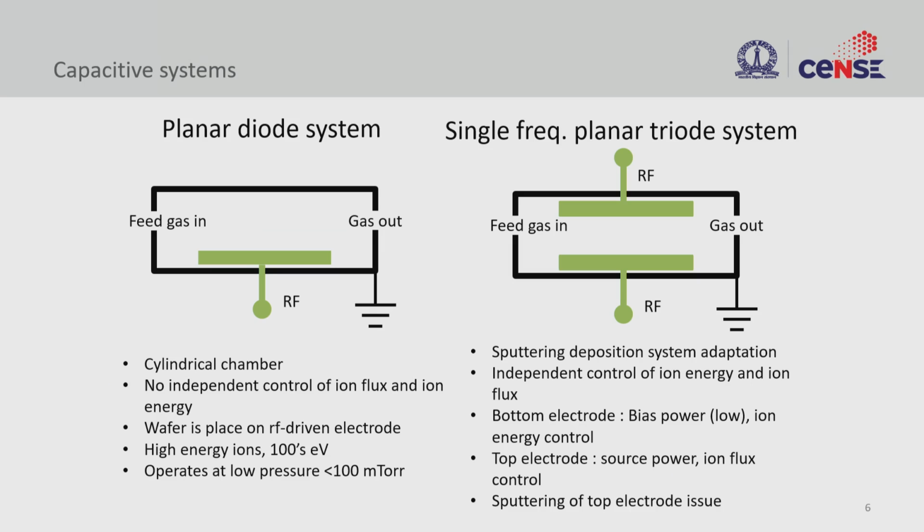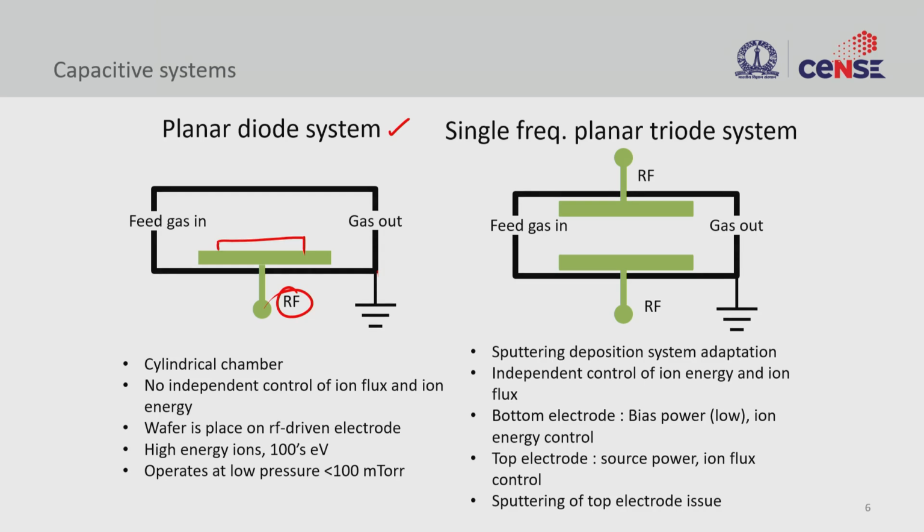So let's look at different types of capacitively coupled systems, right? One is the planar diode geometry, which is very popular. Here we have an electrode, and a gas inlet and outlet, of course, and then the chamber is grounded, right? Now the power is given to this electrode, and you might also put the wafer here.